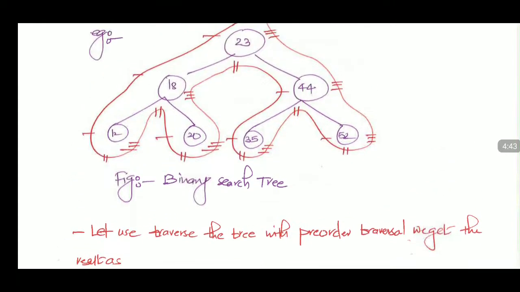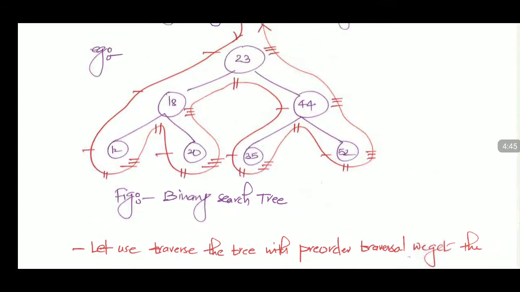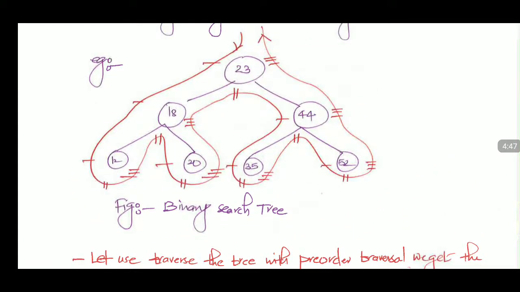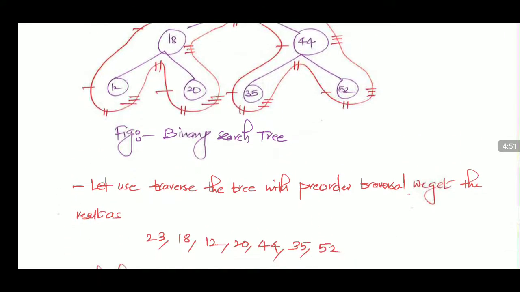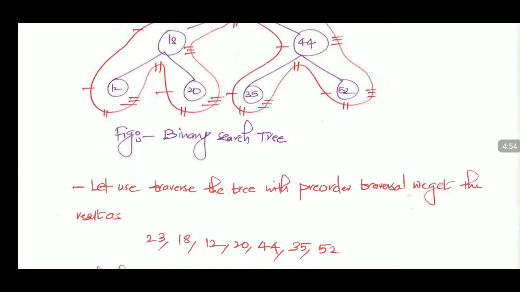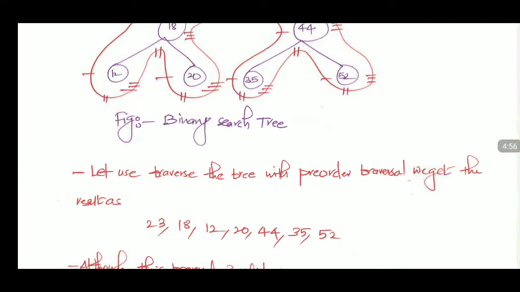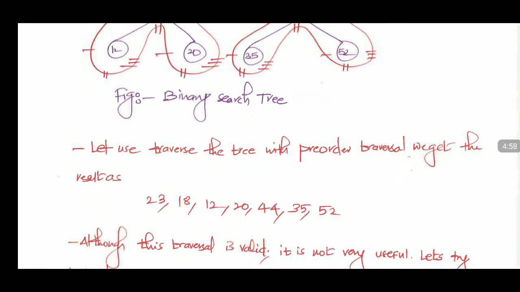Whatever things we are recording in the first visit, we are only talking about the first visit. We get 23, 18, 12, 20, 44, 35, 52. Basically, this is called pre-order traversal of a tree.